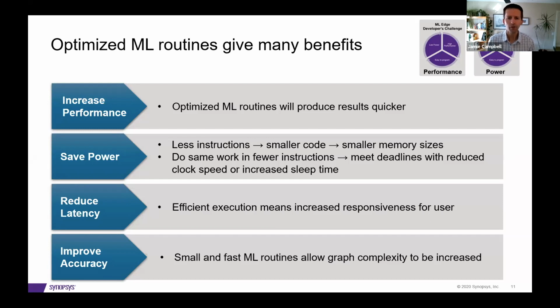Now, I could also argue that this will improve the responsiveness or reduce the latency that our users see, simply because we're executing faster. And finally, this can also help with accuracy as well. If I have efficient ML routines, I can make the graphs that I want to execute. I can have more layers in them. They can be more complex, which presumably will give me more accurate results for my inference. So that really touches performance and power pillars.